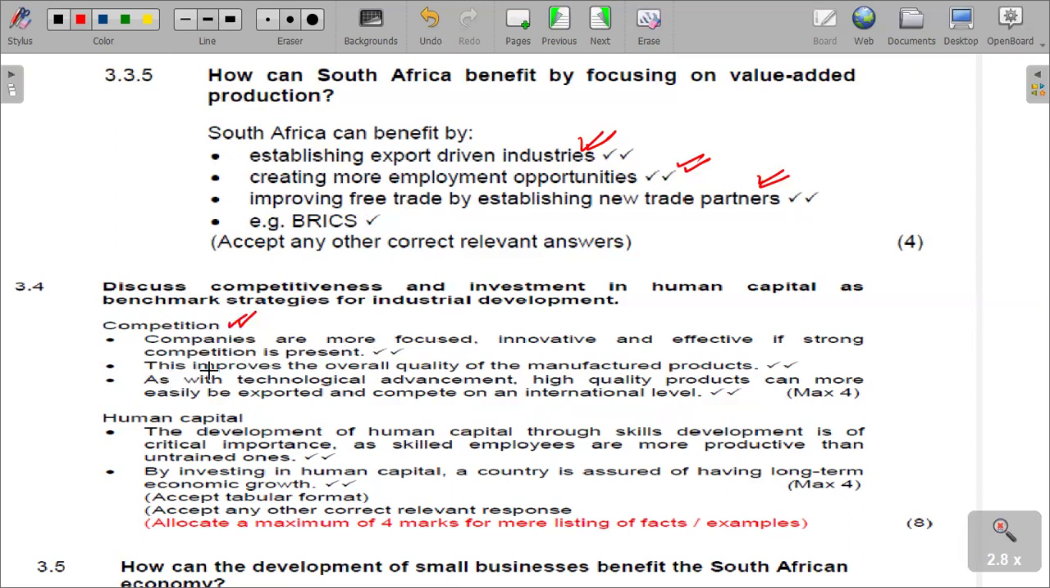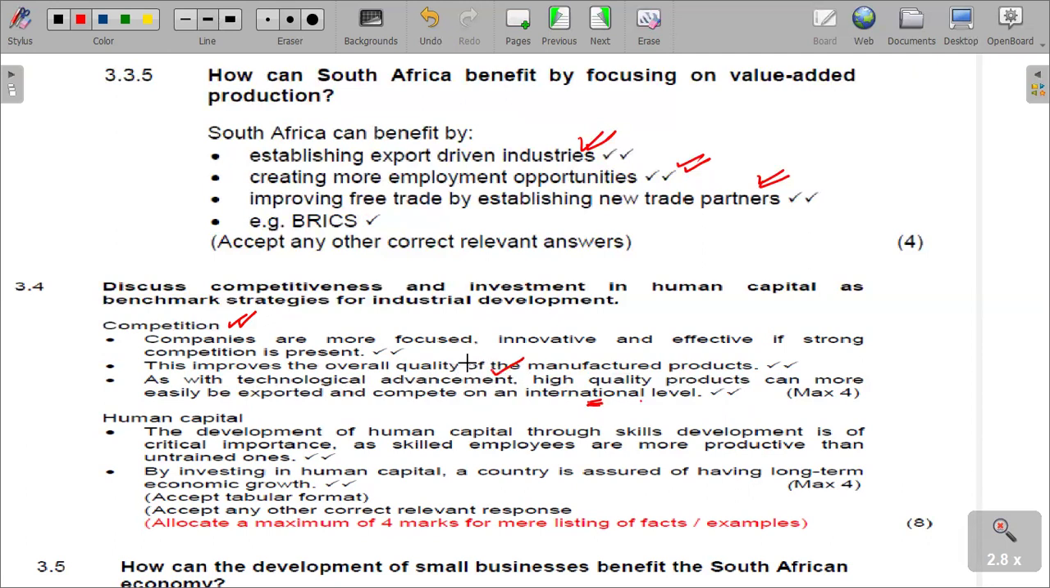And then we talk about how this improves the overall quality of manufactured goods or products. If there is competitiveness and investment in human capital, we also improve the overall quality of goods that are produced. With technological advancement, high quality products can more easily be exported and compete on the international market. That is one other point which we can talk about.